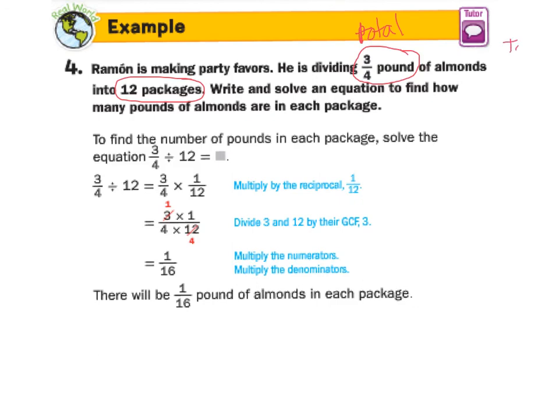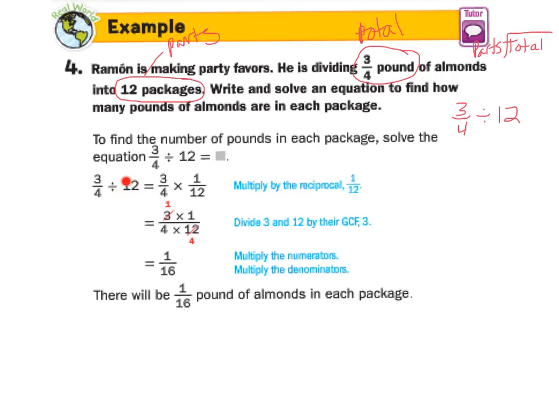Remember, it's total divided by the parts. Go back to your notes way back on the other page. So the 12 packages is our parts. So it's going to be 3/4 divided by the 12, not 12 divided by 3/4. He said he is dividing this 3/4 into the 12 packages. So that means the 12 is our divisor out in front. So we walk through it following our procedures.